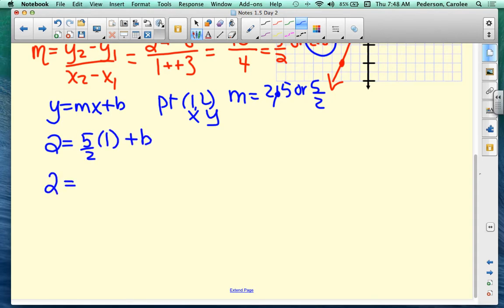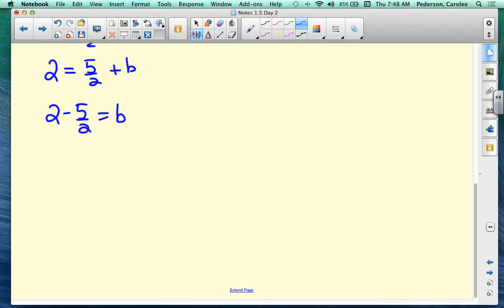So 2 equals 5 halves times 1, which is 5 halves. Now we'll subtract 5 halves from both sides. 2 minus 5 halves equals b. And I want you to get comfortable with fractions, so I'm going to change the denominator in this 2 to be the same denominator as my 5 halves. So I have to increase the numerator and the denominator by 2. So that becomes 4 halves. If you want to reduce it back, it becomes 2. So now 4 halves minus 5 halves is -1 half.